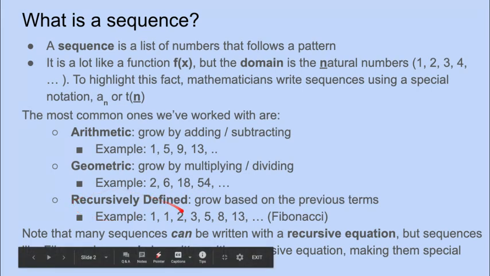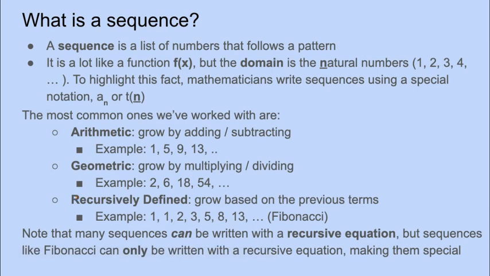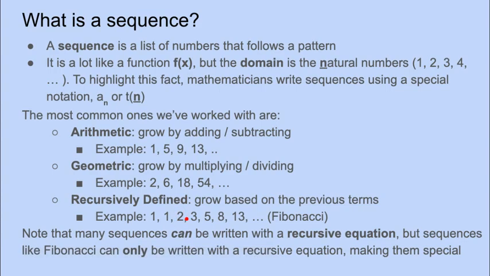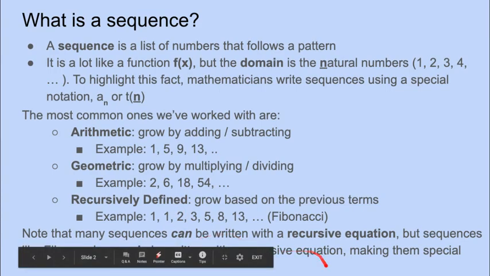And then there's also some sequences that can only be defined recursively. So one example that you probably looked at was the Fibonacci sequence, which grows by adding the previous 2 terms to get the next one. So for example, to get this 4th value, we took the 2nd term and the 3rd term and added them together.